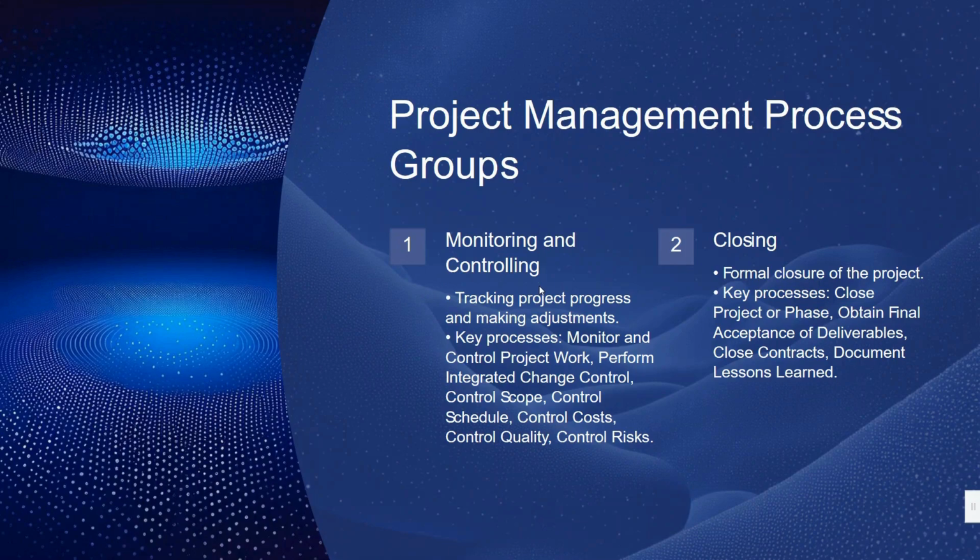Next, we have here the closing. That is the final phase of the project life cycle. Under the closing phase, the project is formally closed when the project's objectives are achieved. So in this phase, you can say, we finalize all the activities, obtain formal acceptance of deliverables, close contracts, and document the lessons learned.